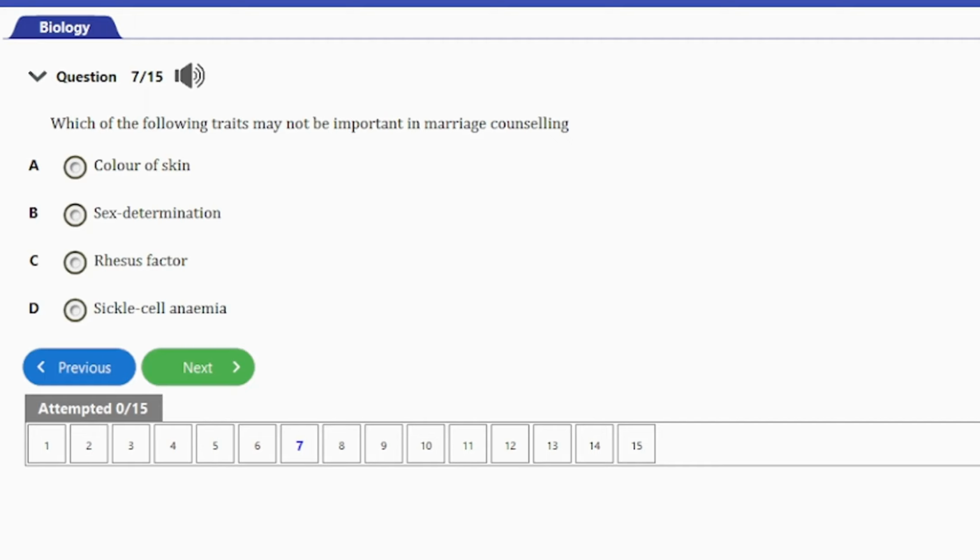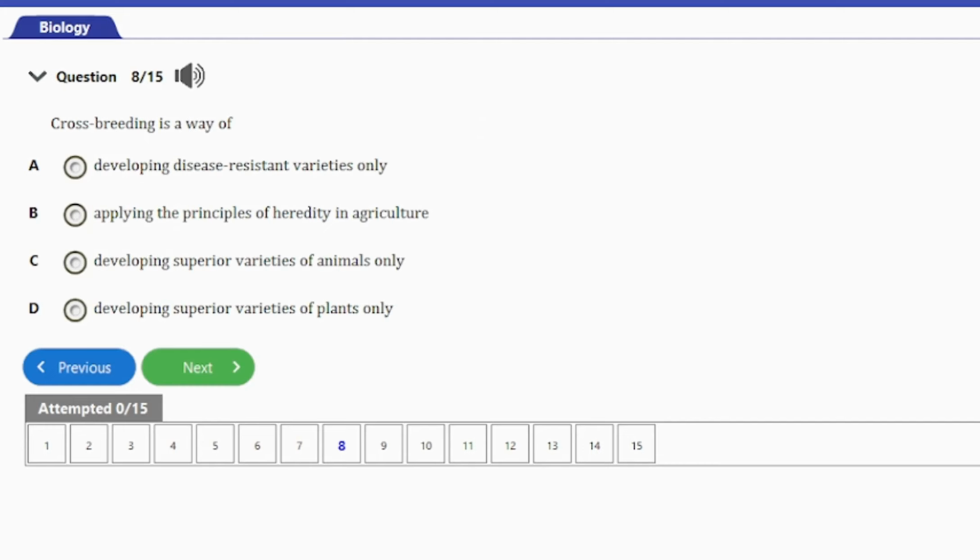It says, which of the following traits may not be important in marriage counseling? A, color of skin, B, sex determination, C, rhesus factor, and D, sickle cell anemia. So guys, obviously the answer to this question is option A, and that's color of skin. So the next question here is question number 8.